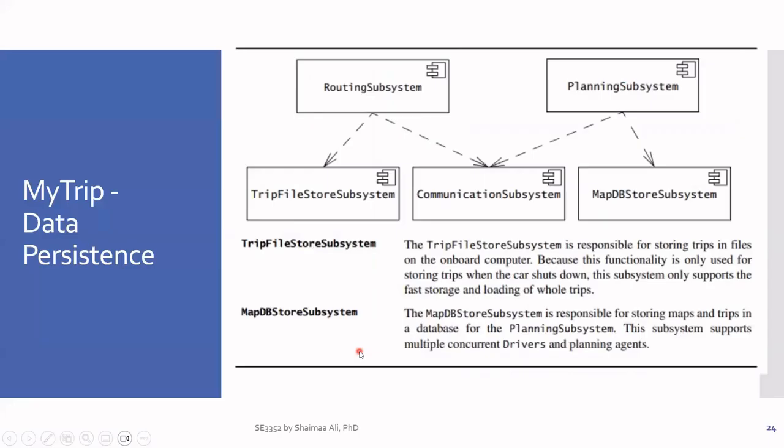One way to handle that is to introduce two components: one component to handle the persistence of the data on the server, and another component to handle the persistence of the data on the client. Typically on the server, the persistence would be handled through a database system, and oftentimes the persistence on the client would be handled in a flat file.